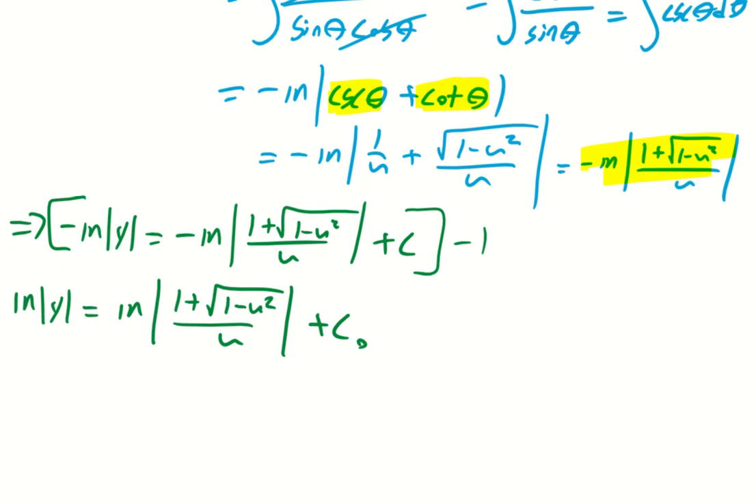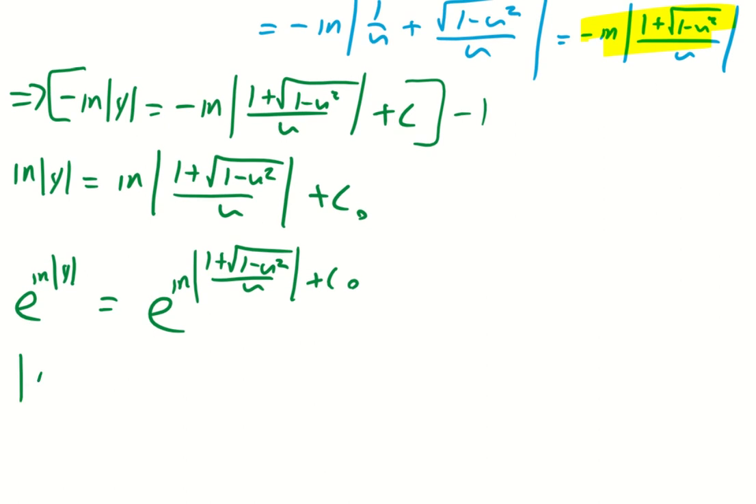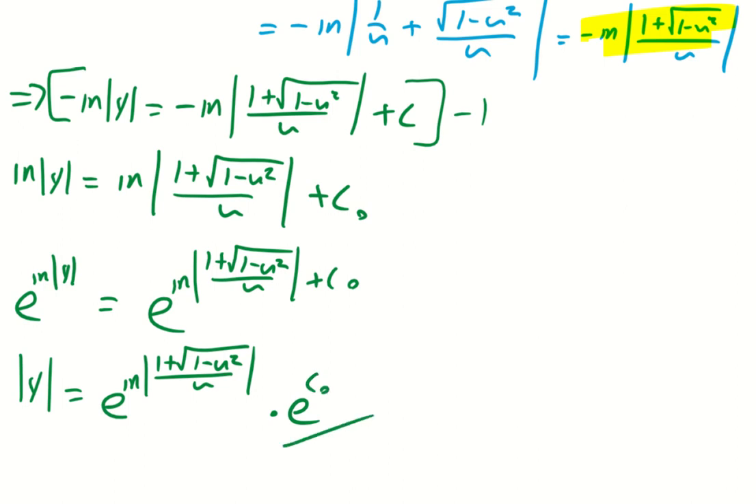And before we substitute for u, let's just simplify this a little bit more. We'll use our various properties of logarithms, of exponents. So we have e, we can raise this to the following power, and likewise for this right hand side. We have inverses. The left hand side is just the absolute value of y. The right hand side could be expanded out to this times e to the c naught power. That's just an arbitrary constant.